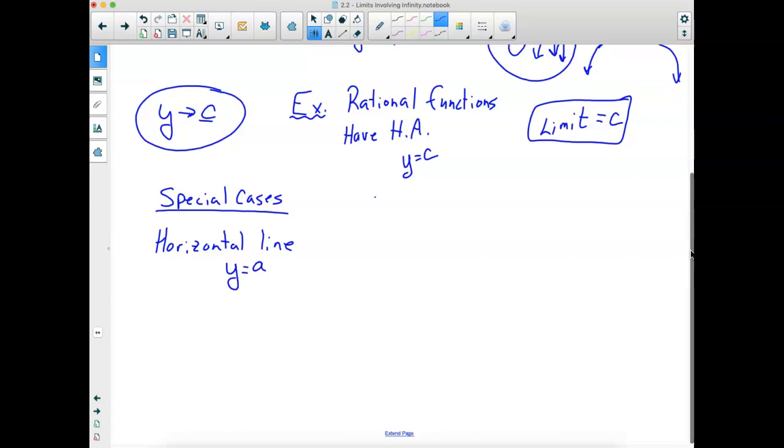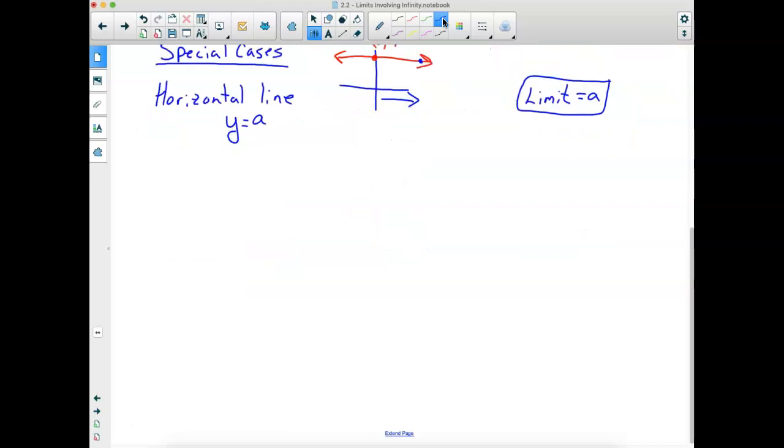Well, I can see my graph if I have a horizontal line, and this is going to be (0, a). So I can totally see my limit as x goes to infinity: y is approaching that a value. My limit would actually equal a, a special case, on the horizontal line. There's a couple more special cases.